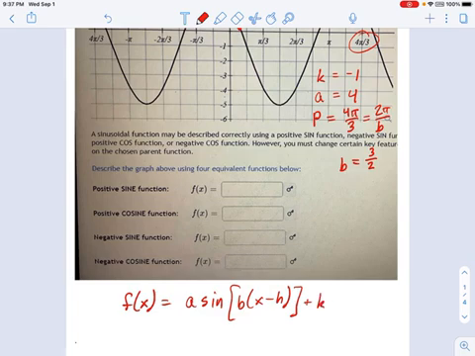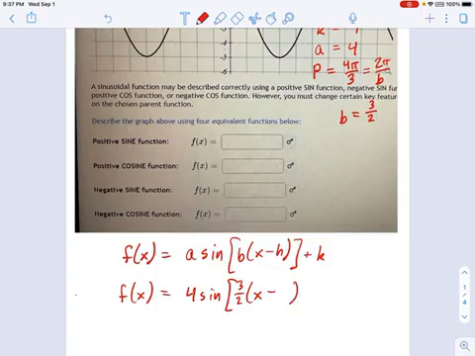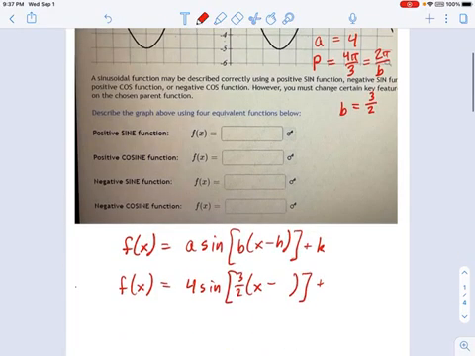So what I'm going to do is substitute these values in and get a working equation that gets me almost all the way there. This is going to be 4 sine, remember I wanted a positive sine, times 3/2 x minus, I don't know yet, we'll get to that, plus k. What was k? -1. Great. So that'll be -1.